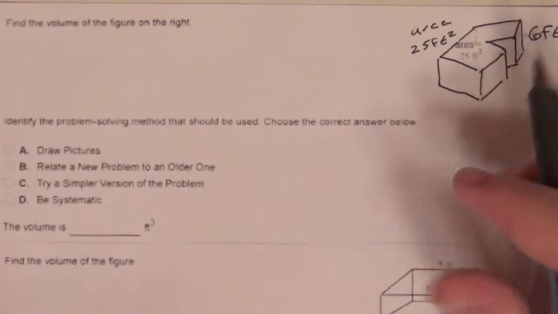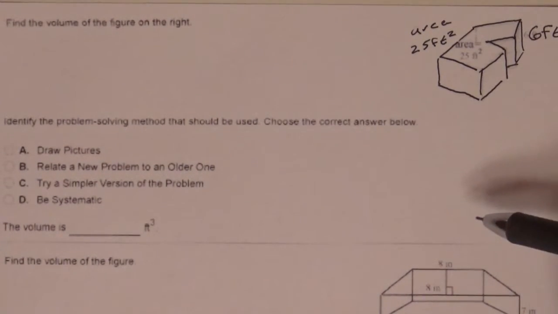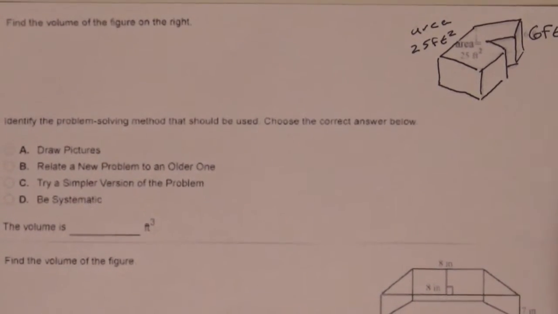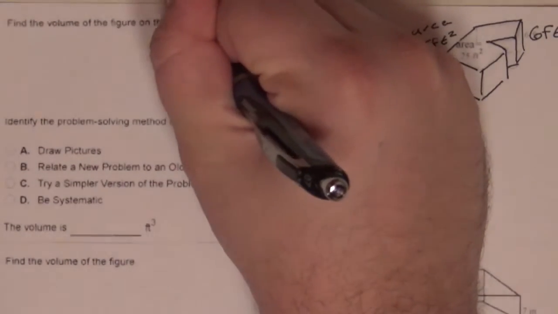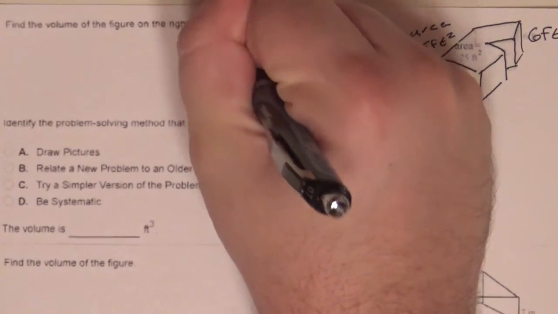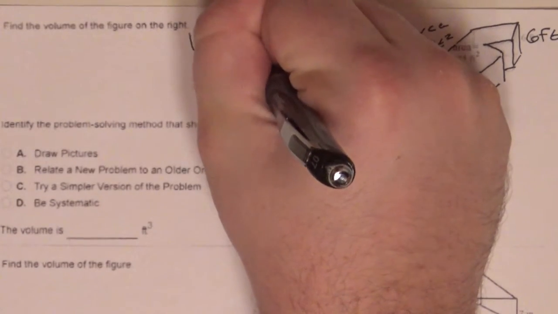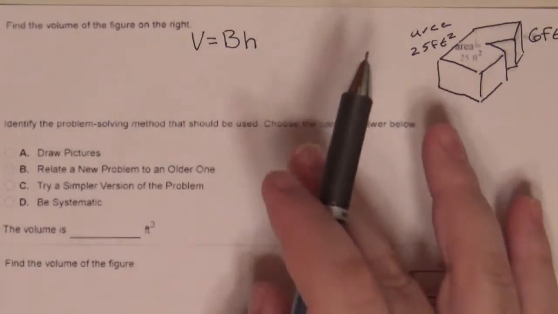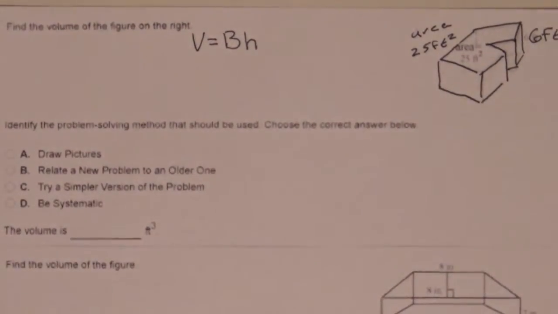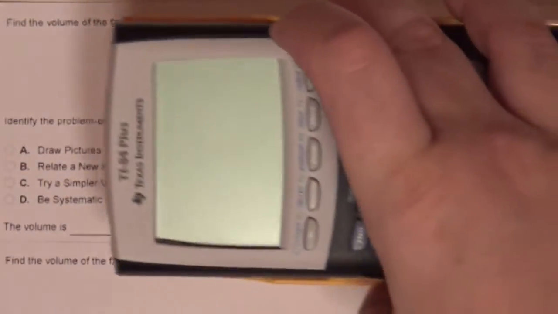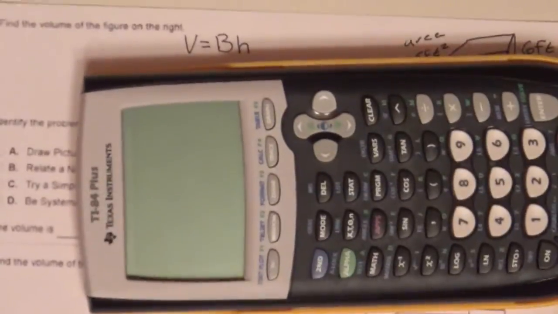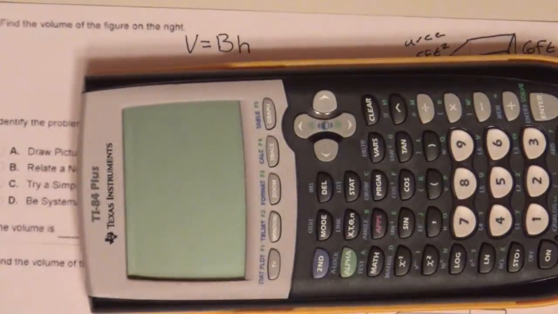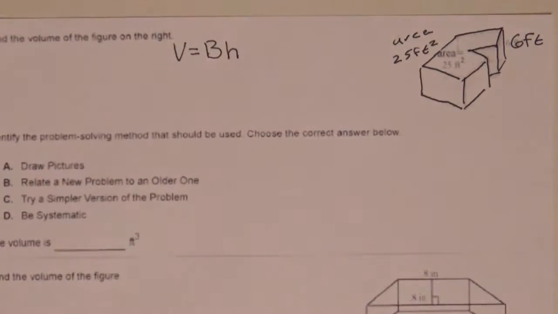So how do we go about solving this? Well, think back to the beginning of the video. I told you that all volume equations stem from this: V equals capital B times H, where B represents the area of the base. Well, what's the base? For lack of a better word, the base is the bottom. Whatever the 3D object is sitting on, that's generally the base.